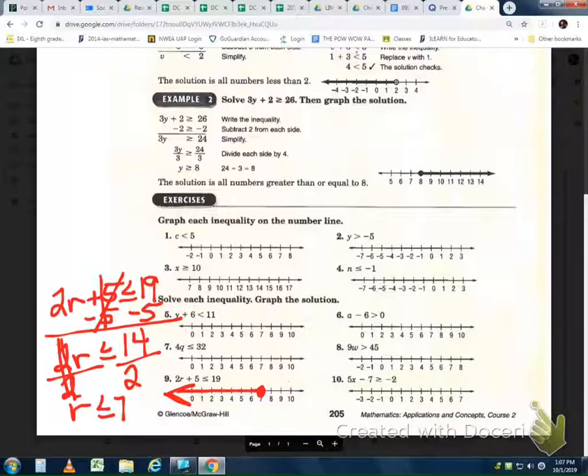I've got worksheets, but if you lose those, I've got them posted. I just thought it would be nice if I had the number lines for you already. Are there any questions?